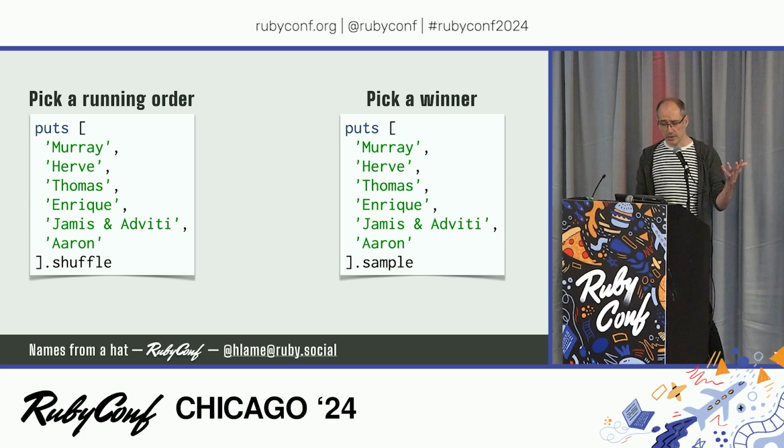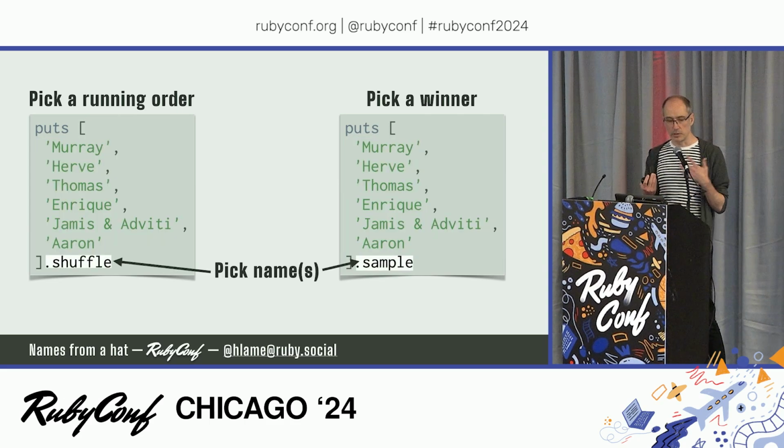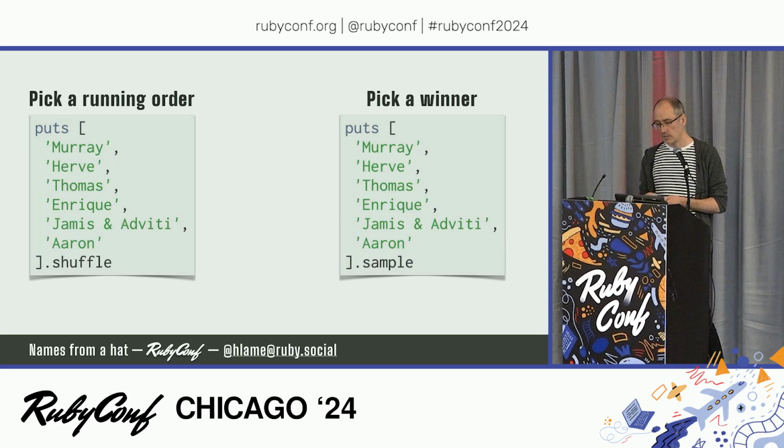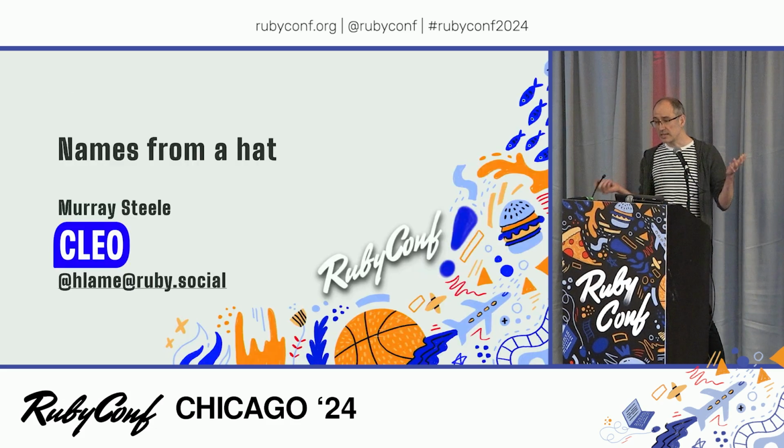In practice, if I was Sarah or Jenny, I might have done something like this. We put the list of names into our hat, an array, and then we pick the names from it, calling shuffle or sample depending on our need. And then we announce that result by calling puts. If we run the snippet, we'll get a running order for the weird Ruby track in an instant, and we can go and catch up on some prestige TV with the time we've saved. And the code is so elegant. It's beautiful.